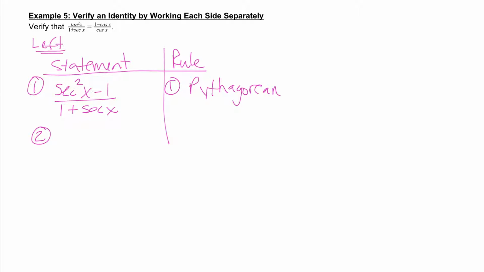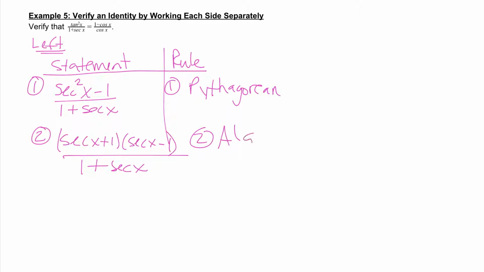Then what I have on the top is a difference of squares. Secant squared x minus 1 can factor into secant of x plus 1 times secant of x minus 1 over 1 plus secant of x. And factoring is just an algebraic move. Then I can look and say, hey, 1 plus secant x and secant x plus 1 are the same thing, leaving me in step 3 with secant of x minus 1. And that step 3 is just algebra.